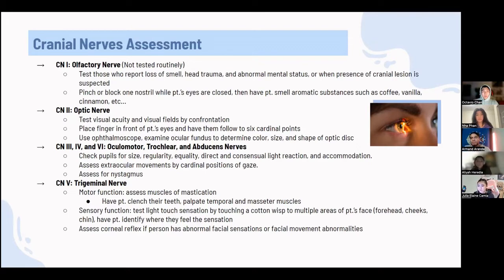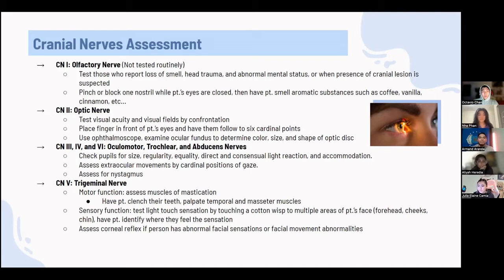As for cranial nerves 3, 4, and 6, the oculomotor, trochlear, and abducens nerves, you want to check for pupil size, regularity, equality, direct and consensual light reaction, and the accommodation, so PERLA. And you want to assess extraocular movements by the cardinal positions of gaze, which can also be tested in the last cranial nerve. And you want to assess for nystagmus.